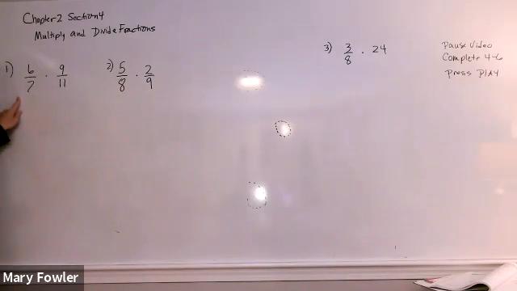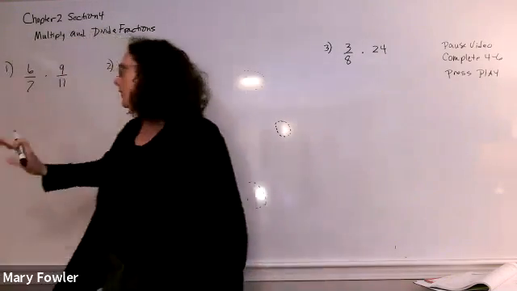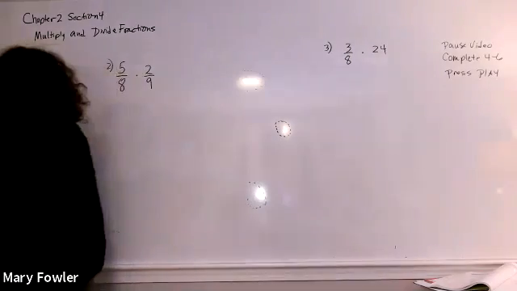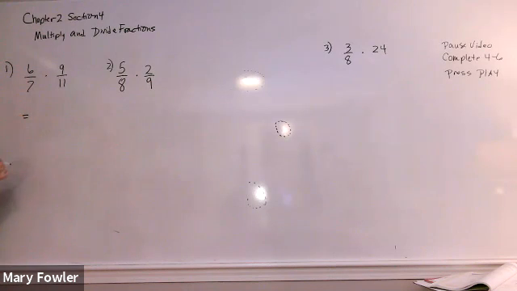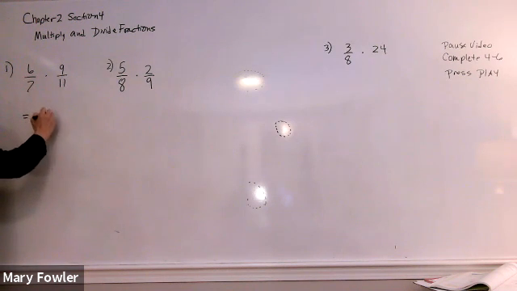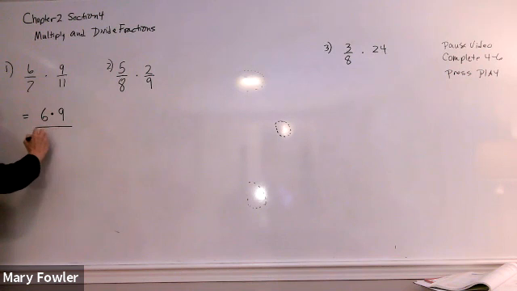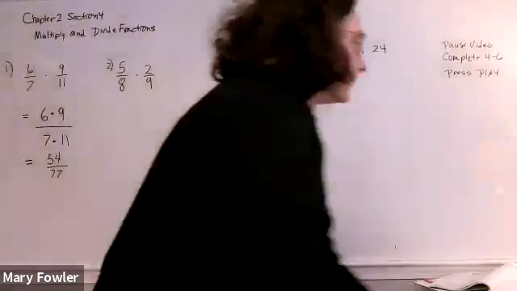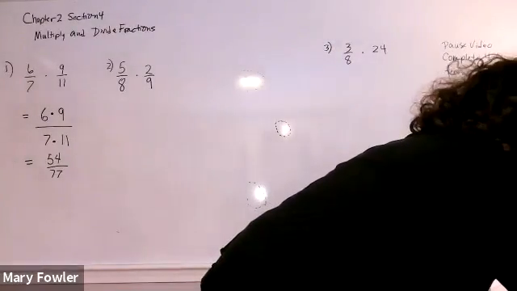Okay, so my first problem is 6/7 times 9/11. And when we multiply fractions, we multiply numerator times numerator and denominator times denominator. So it's 6 times 9 divided by 7 times 11. 6 times 9, 54. 7 times 11, 77.